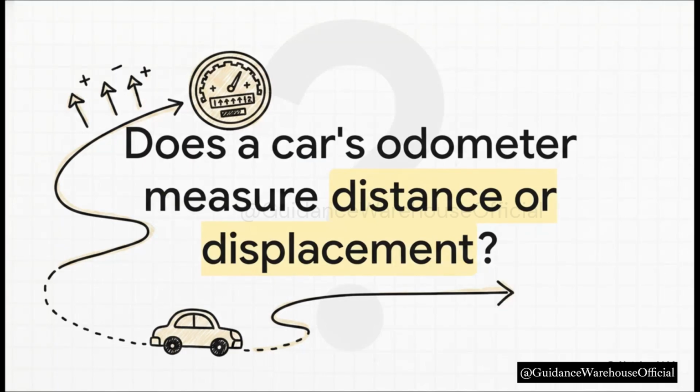Ready? First up, a car's odometer, the thing that tracks the total miles driven. Is it measuring distance or is it measuring displacement? Think about it. Does that number ever go down when you have to backtrack? No way. It only ever adds up the total path you've traveled, and that means it's a measure of distance.